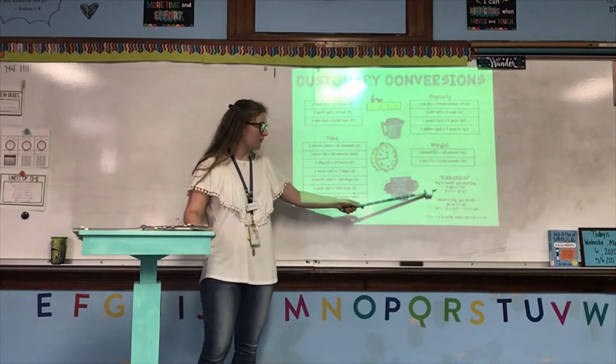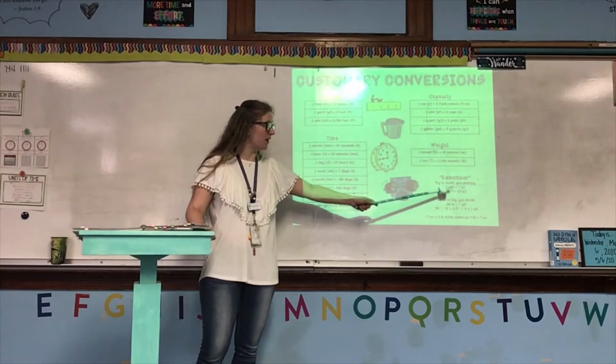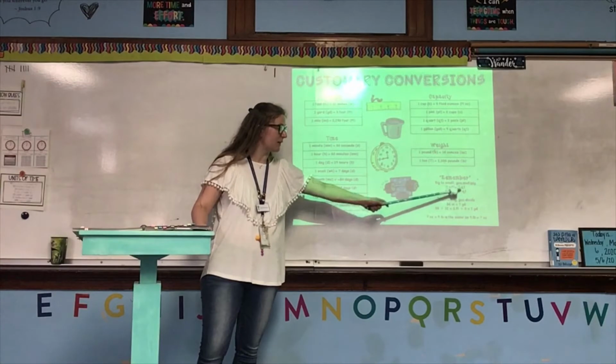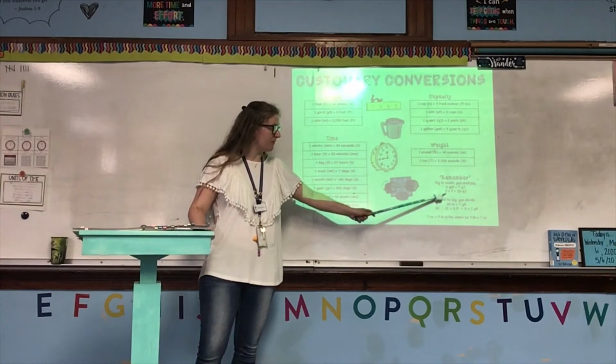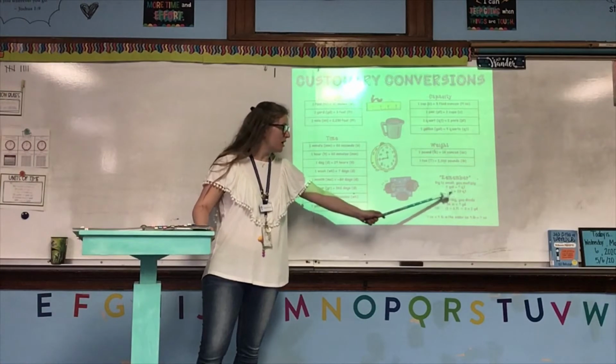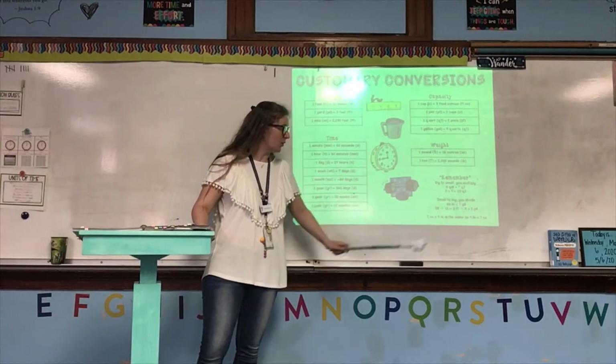Remember, if you are going from a big unit to a small unit, you multiply. So for example, 5 gallons equals how many quarts? Well, we take the 5 gallons, we multiply it by the number of quarts in a gallon, which is 4. So 5 gallons is the same as 20 quarts.